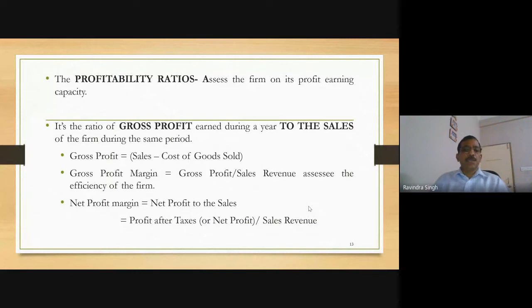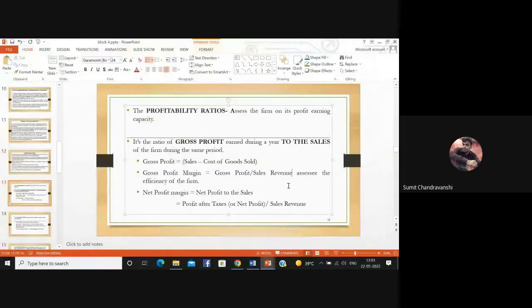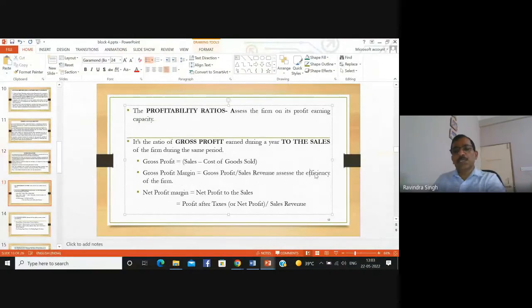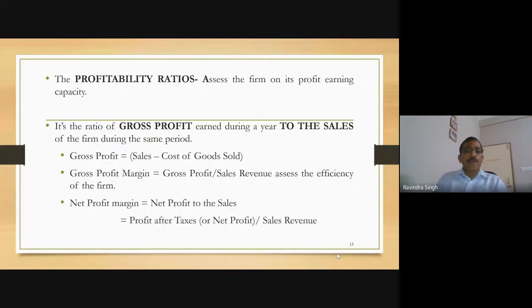Assess the efficiency of the firm. Net profit margin is equal to net profit to the sales. Net profit margin is equal to the profit after tax or net profit, divided by sales revenue. Profit before tax is known as the EBIT, earnings before interest and tax. The interest means the payable interest.